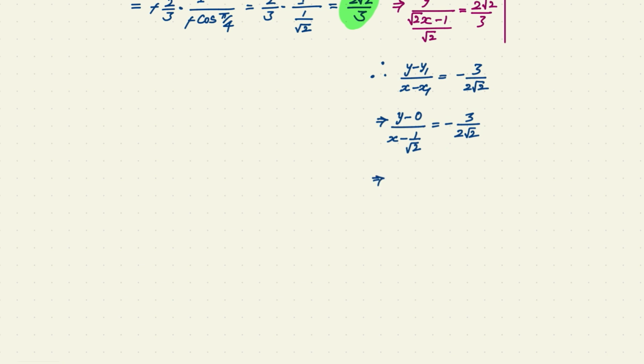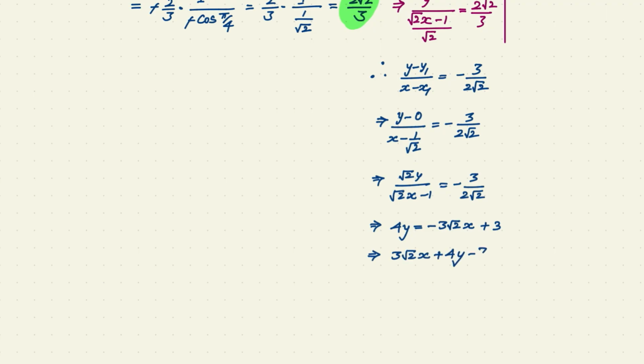So let us simplify, then it will be root 2y by root 2x minus 1 equals to minus 3 by 2 root 2. On cross multiplying we will get 4y equals to minus 3 root 2x plus 3. Hence the equation of the normal will be 3 root 2x plus 4y minus 3 equals to 0. So this is the required equation of the normal.